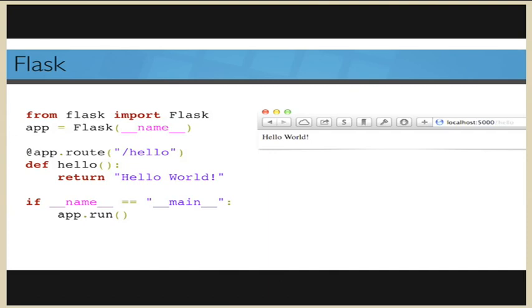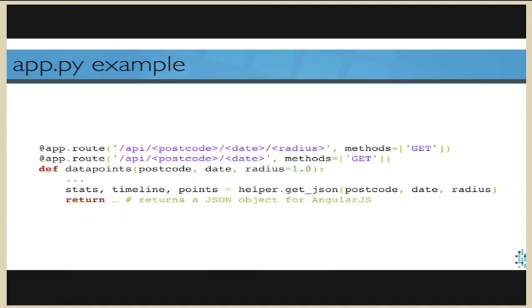Of course, it was more complicated in our case. This is an example where we have an API. I can give some arguments: the postal code, the date range, and the radius as an optional argument. And what the Flask application will do is call the getJSON function in the helper module and give us back some statistics, the timeline, and the data points. And it will then return them. So let's analyze this getJSON function.